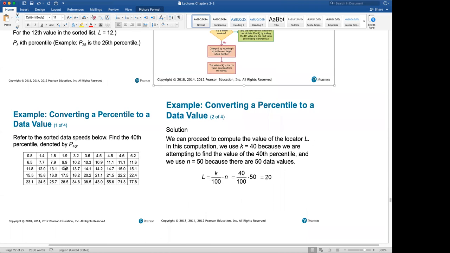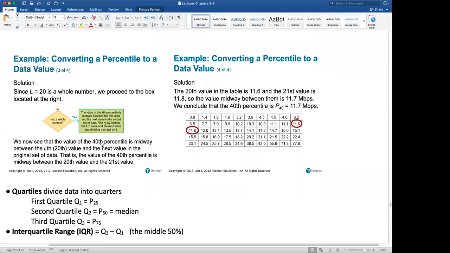Same data values as in the previous example. Refer to the sorted data below and find the 40th percentile, denoted by P sub 40. In this sorted data, first we have to find the locator L. L is obtained by k over 100 times n. What is k? The percentile, 40, over 100 times how many data values? 50. So 40 over 100 times 50 is 20. It's a whole number, right?